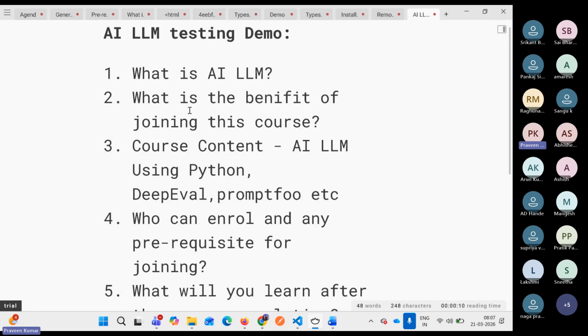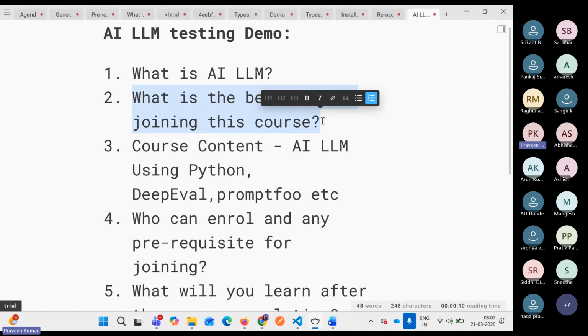Let's start with what we will have in our agenda today. What will be our LLM testing agenda today? A couple of things are very important for us to understand before we start looking into anything: what is LLM? So we will go over that first.